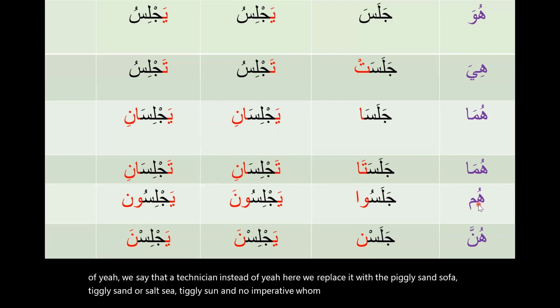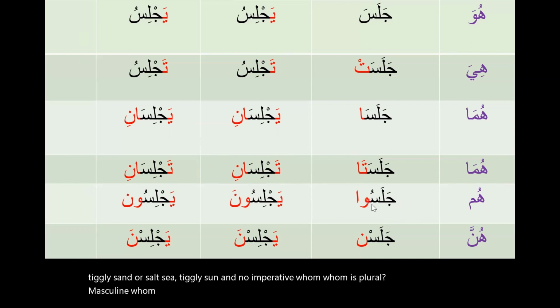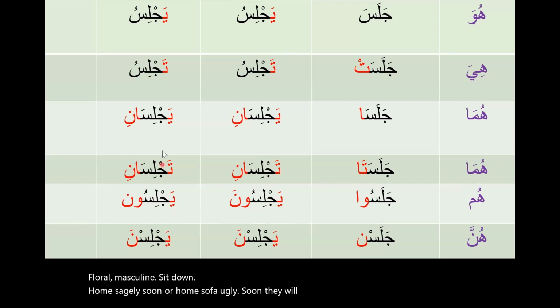Hum is plural, masculine. Hum jalasu, all of them sat down. Hum yajlisun, they, plural masculine, sit down. Hum sayajlisun or hum sawfa yajlisun, they will sit down. That is the future form.